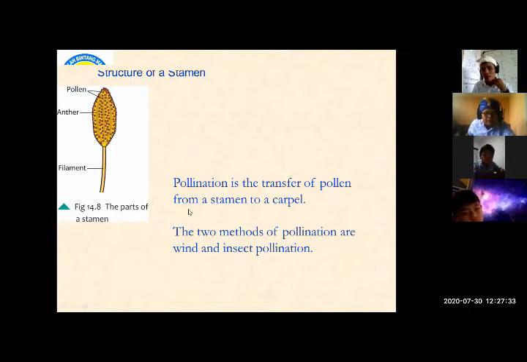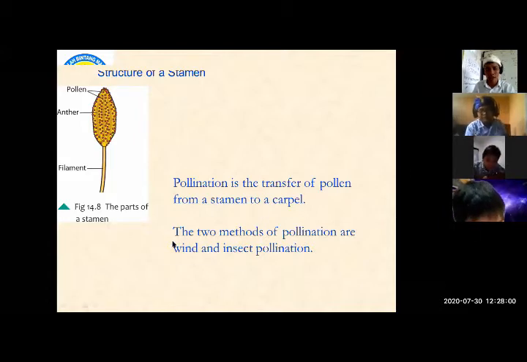Remember? What is pollination? The answer, pollination is the transfer of pollen from the stamen to a carpel. The transfer of pollen grain from male gametes to the female gametes. Male gametes, stamen, female gametes, carpel. Nama prosesnya apa? Pollination. Bahasa Indonesia-nya polinasi. Atau penyerbukan ya. Okay. Next.